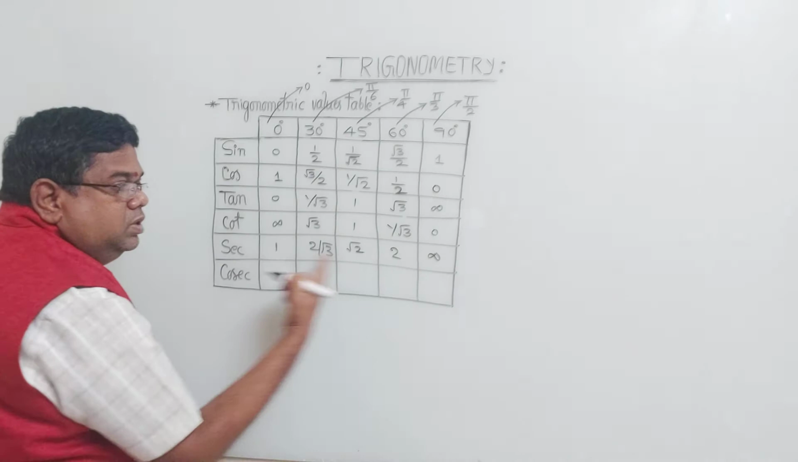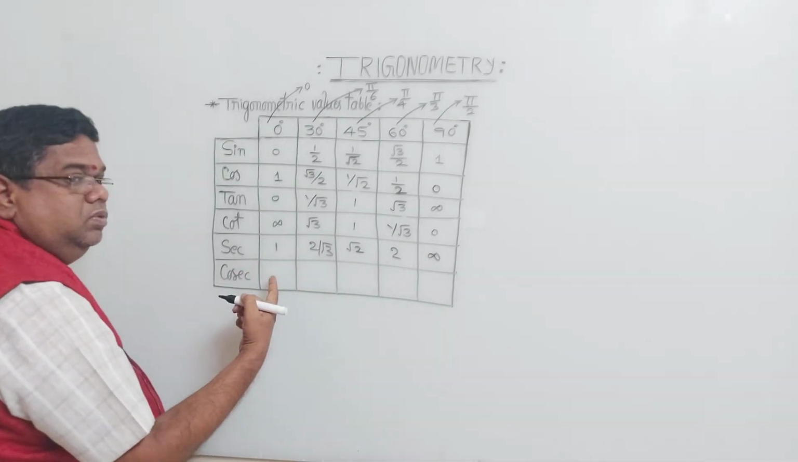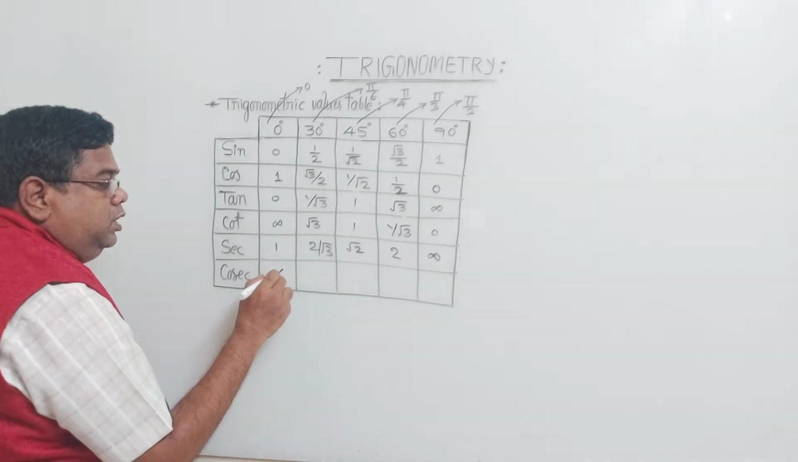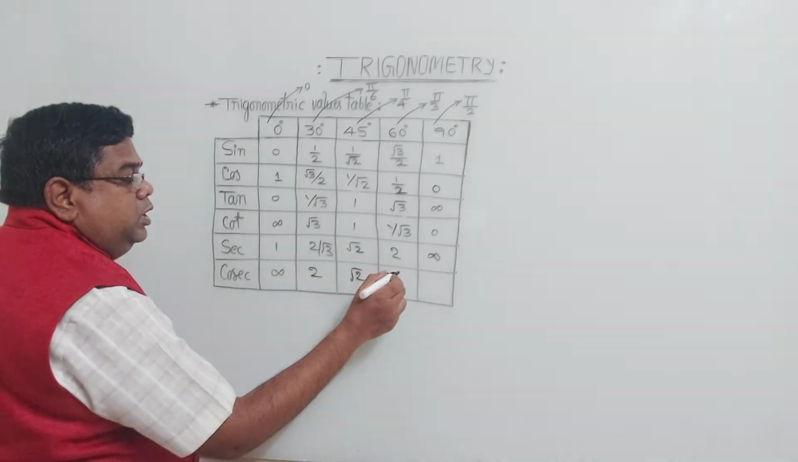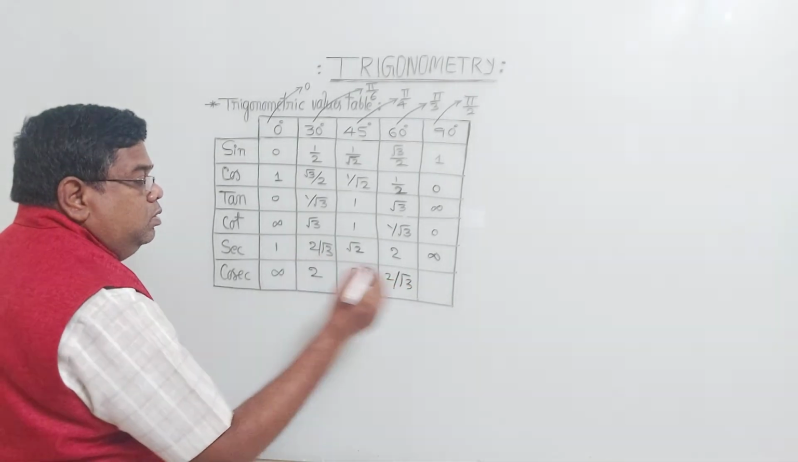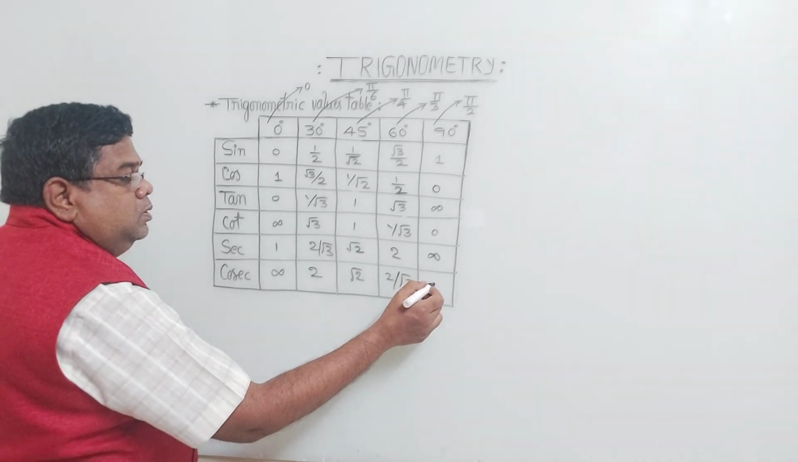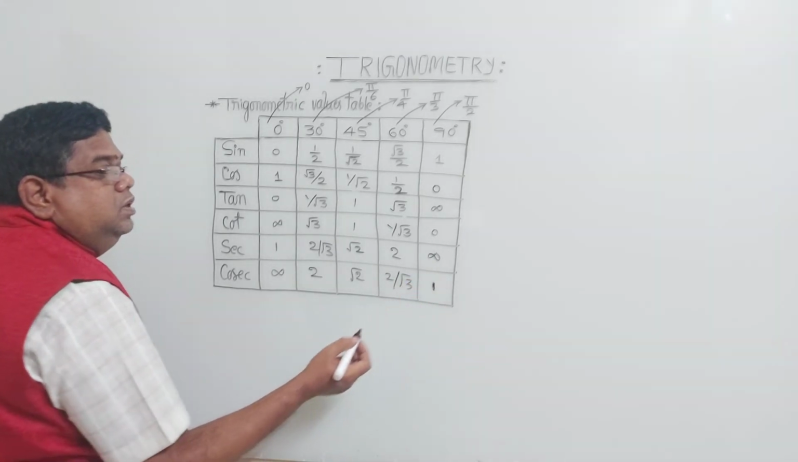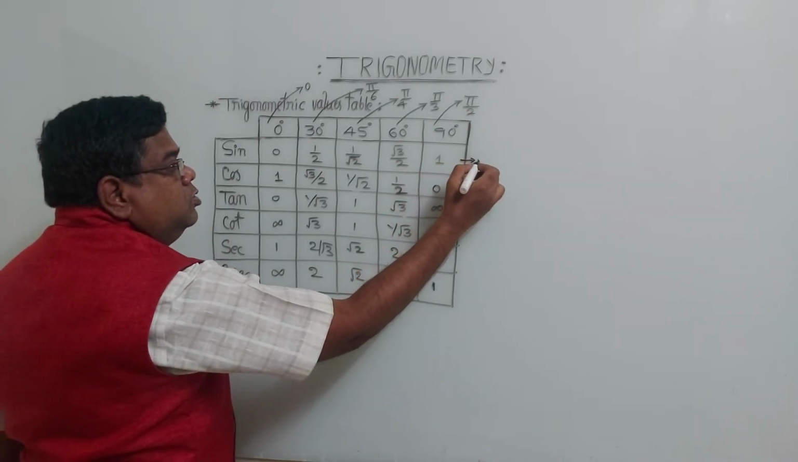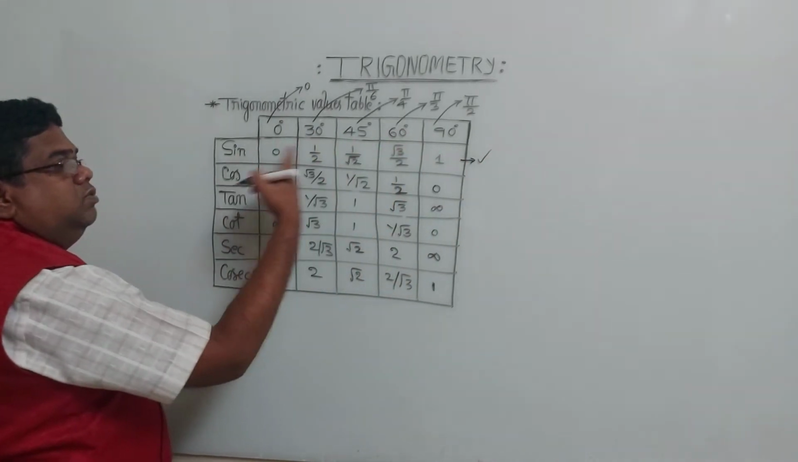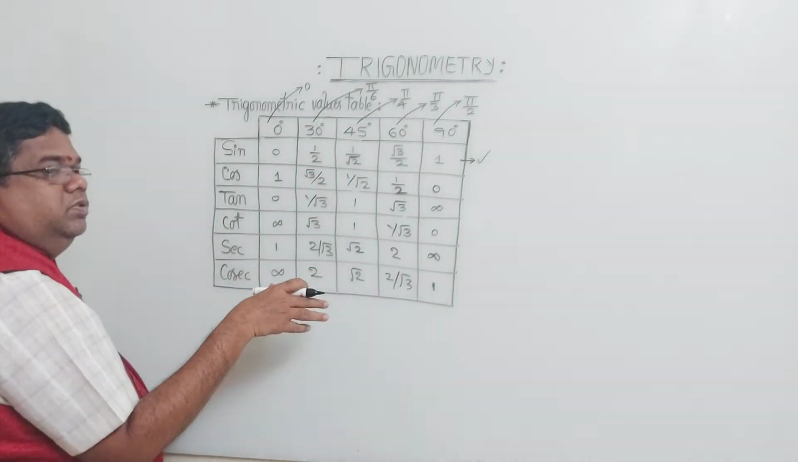If you write the secant values in reverse order, we get the cosecant values: infinity, 2, root 2, 2 by root 3, and 1. In this way you can remember very easily. If you learn by heart the sin values from 0 to 90 degrees, you can fill in the remaining values very easily.